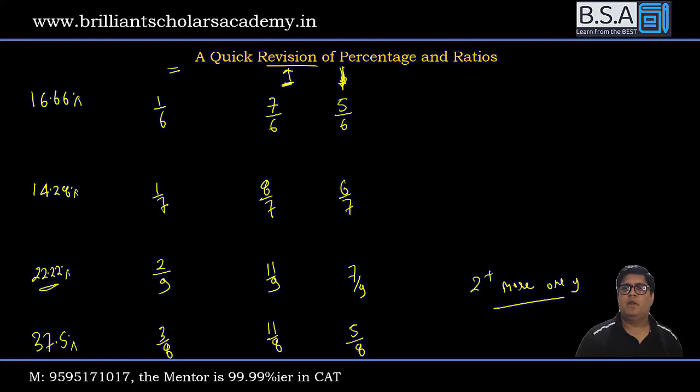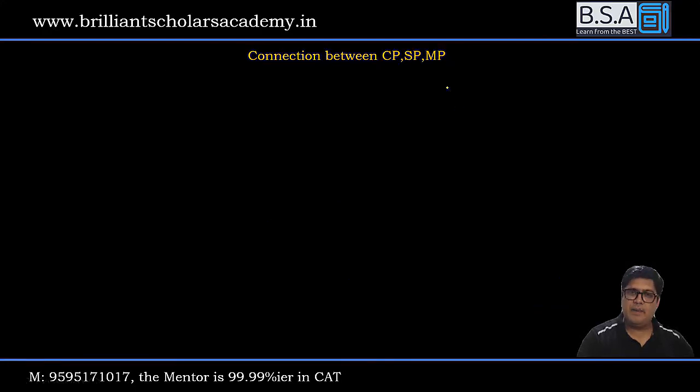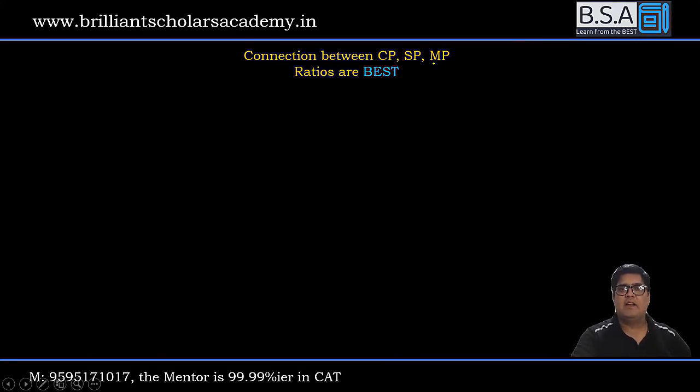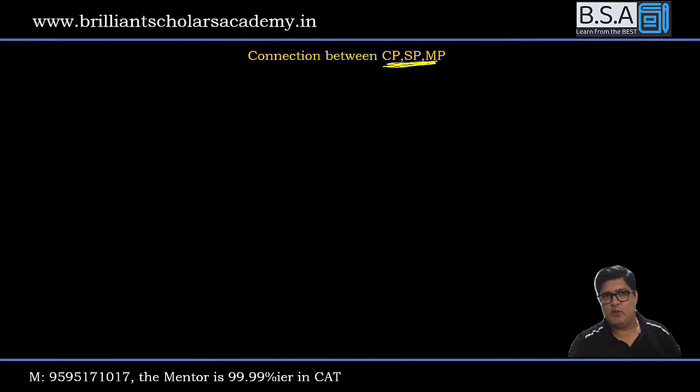Good. I hope you guys have seen these things earlier in percentages. Now, coming to today's topic, that is the relation between cost price, selling price, and mark price. And then we'll see the formulas and why ratios are best. And then we'll go for questions. What is the link between these three?